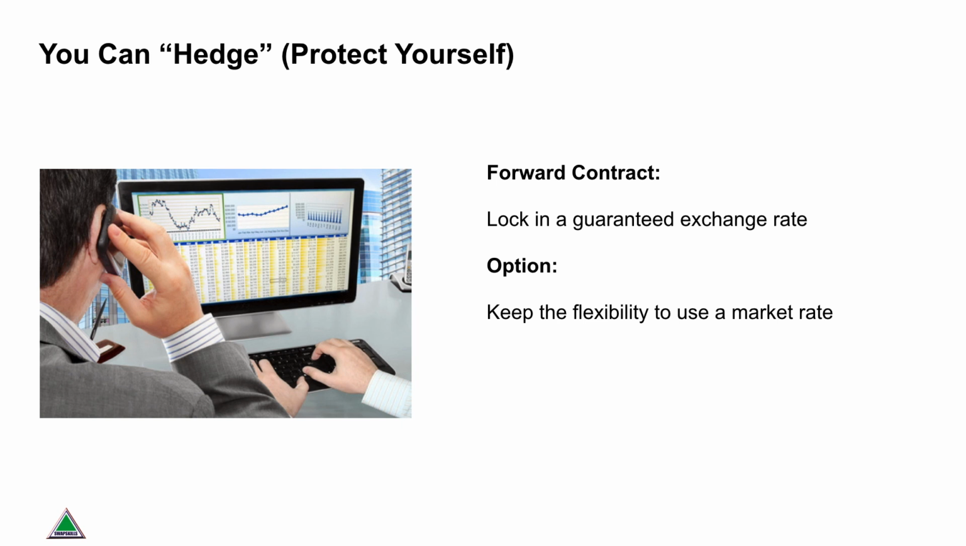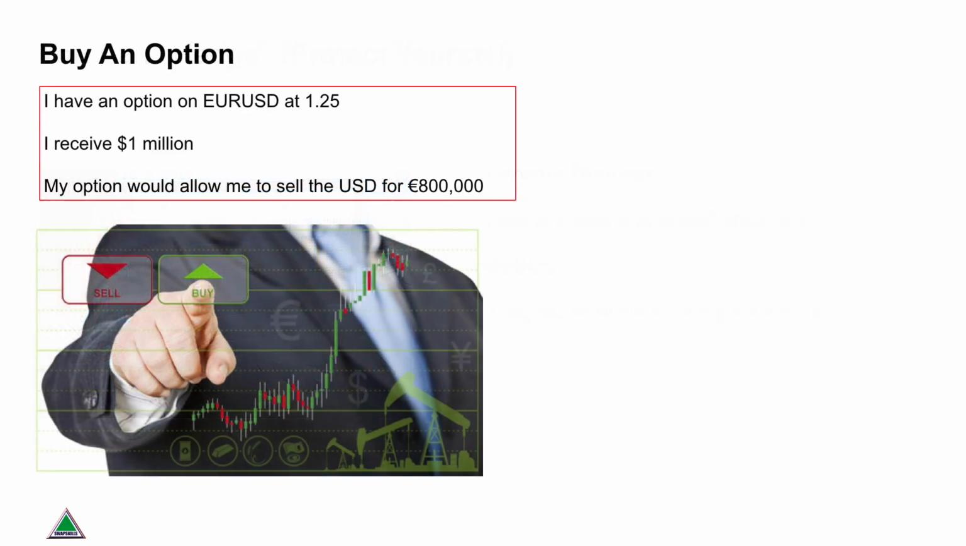Alternatively, I could buy an option from the bank, in this case a put option, which simply means I agree the level at which I can sell or put the dollars to the bank in return for euros. I don't have to do it if I don't want to. This is why it's called an option. In this example, I have an option on the euro-dollar at 125. Now, what that means in English is that for every $1 million I give the bank, I can get 800,000 euros in return based on the exchange rate or strike rate of 125 being quoted here.